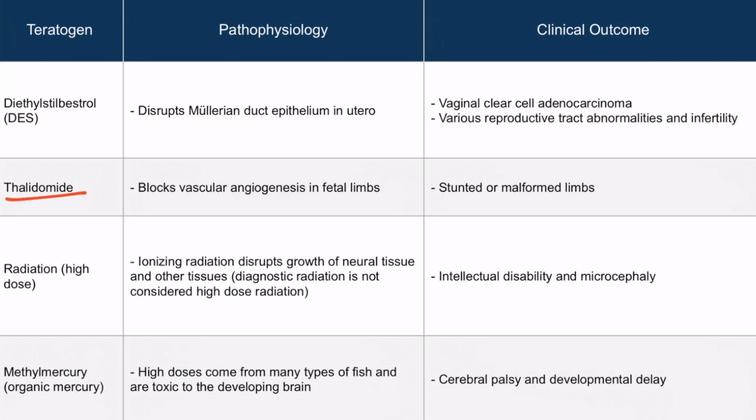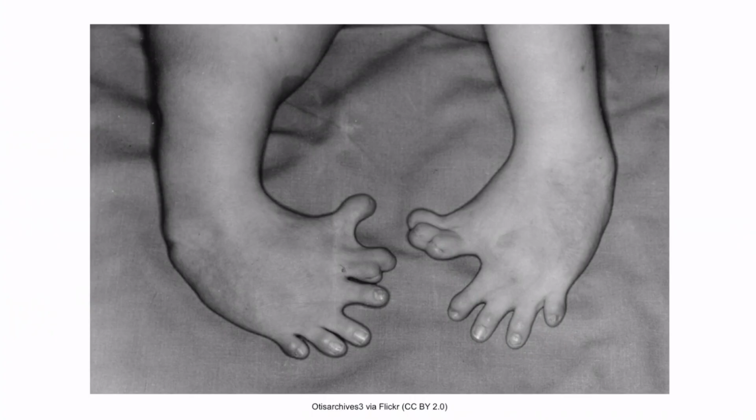Now let's discuss thalidomide. This drug has decreased in use since it's so teratogenic. What happens is thalidomide will block vascular angiogenesis in the fetal limbs. This means that the developing limbs will not receive the blood and nutrition they require, and ultimately this results in stunted or malformed limbs. This image shows malformed feet in a patient who is exposed to thalidomide in utero, and you can see how deformed they are.